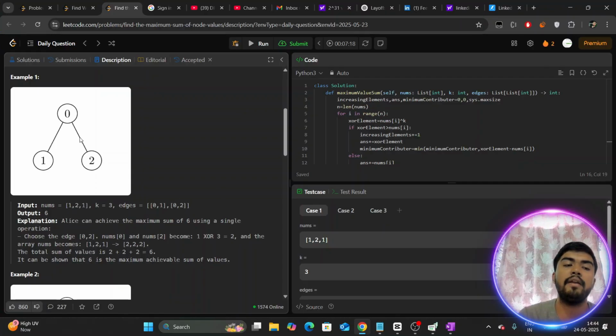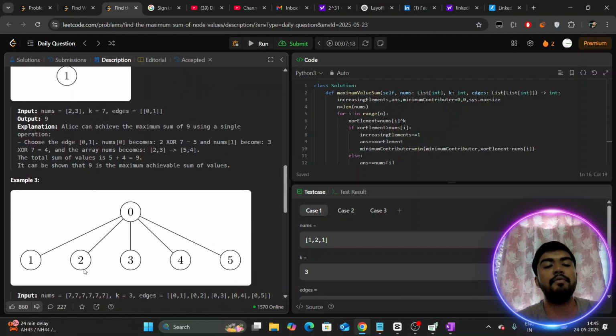So here you can see that at our node, it's XORed between these two nodes, 0 and 2. Choose 0 and 2, and nums of 0 and nums of 2 are 1 XOR 3, that is 2, and the first one is again 1 XOR 3, right? Because we have 1 and 1, and it becomes 2 and 2, and the total sum is 2 plus 2 plus 2 is 6. So that is the maximum possible sum you can achieve.